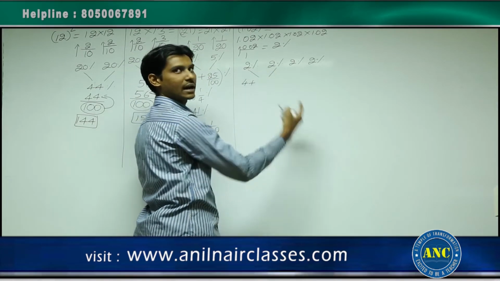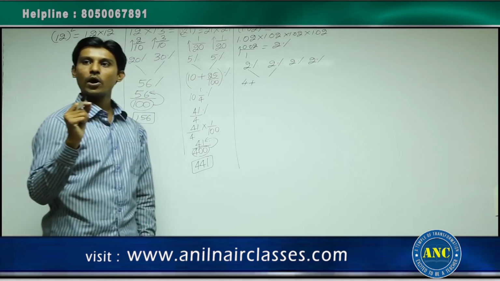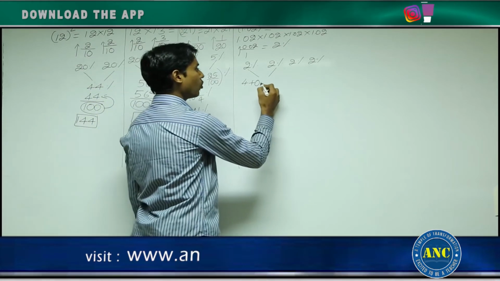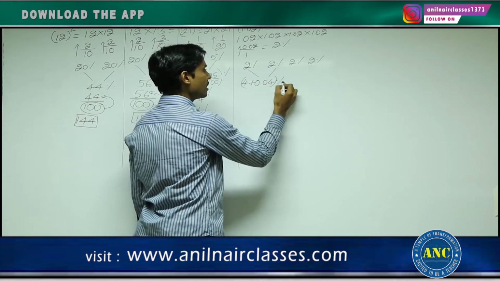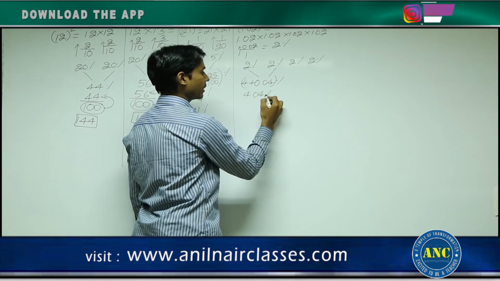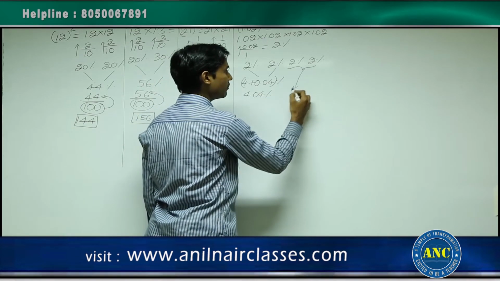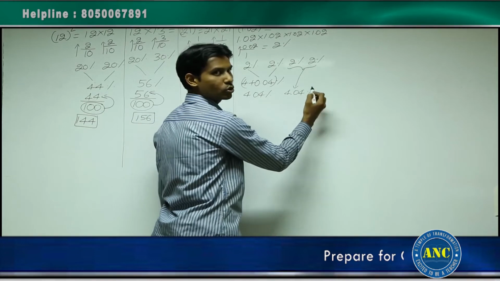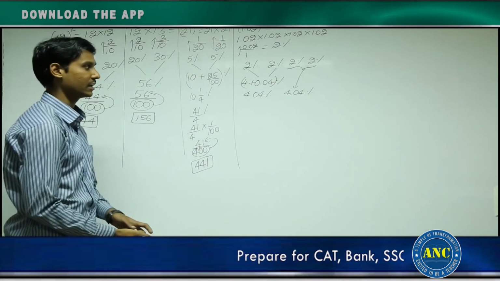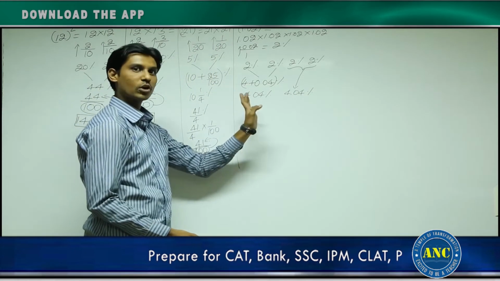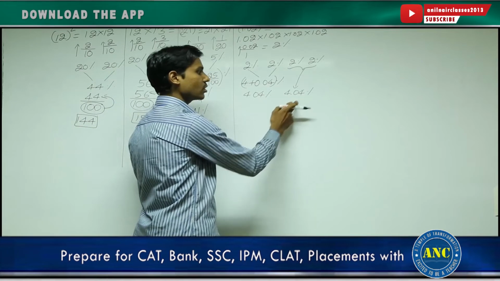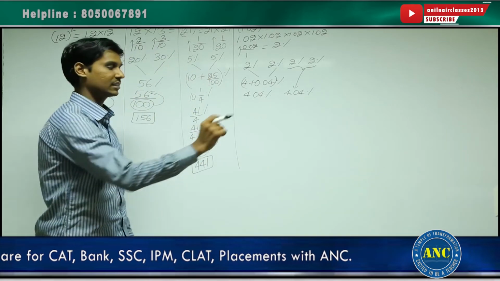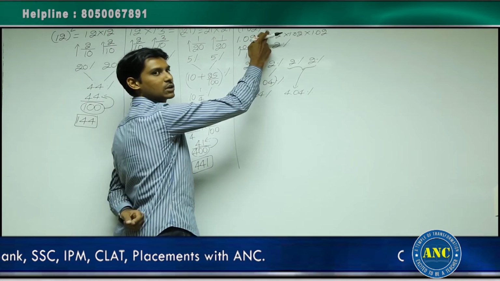2 into 2 by 100. 4 by 100 is 0.04. This becomes 4 plus 0.04 percentage. This is nothing but 4.04 percentage. These two will also give you 4.04 percentage. These two will also give you 4.04 percentage. But again you need to apply successive percentage. 4.04 with 4.04. But see here, you are finding an approximate value.